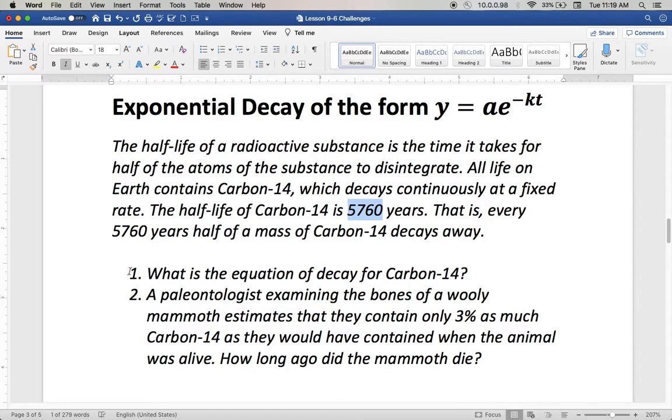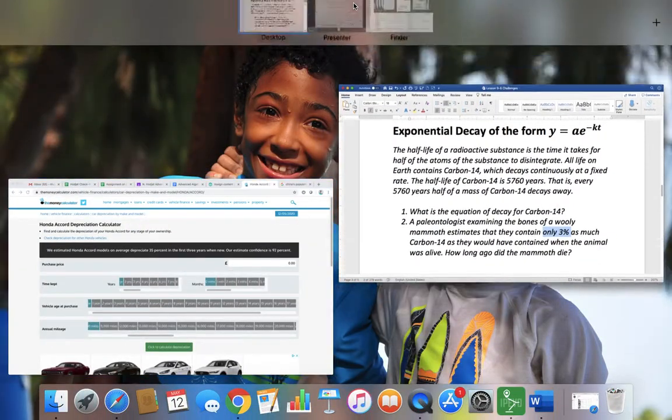So two questions. One is, what's the equation of decay for carbon-14 in particular? And two, you've got a paleontologist who has found the bones of a woolly mammoth, and they estimate that there's only about 3% as much carbon-14 as when that mammoth was alive. Can we figure out how long ago that mammoth passed away, and in doing so, figure out how old the bones are? So you've got quite a bit of information here. Let's see how I resolved it.